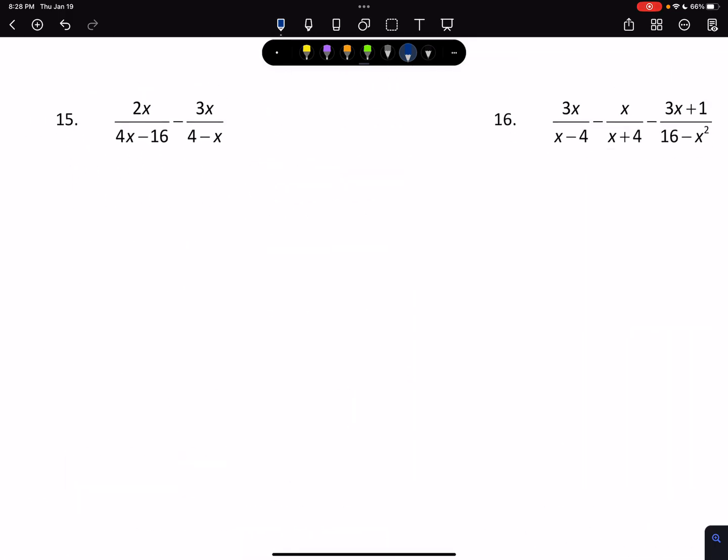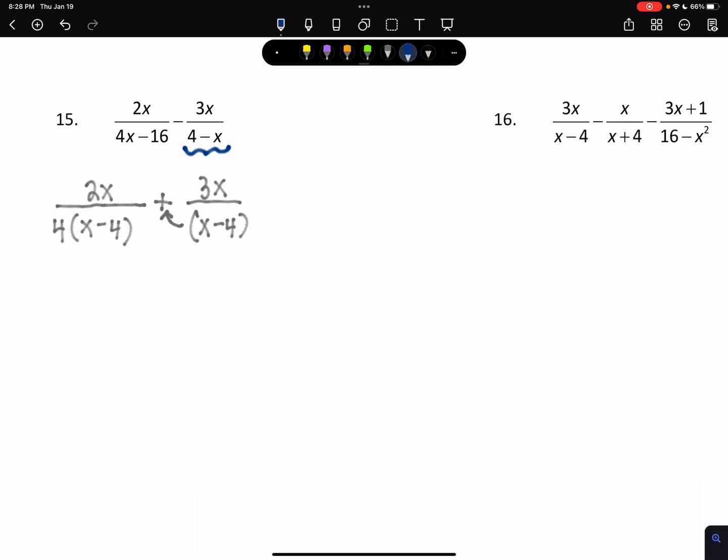Okay, 2 more. We've got 2x, and I'm going to factor the denominator. That's going to be 4 times the quantity x minus 4, and then I've got minus 3x. And then I want this 4 minus x to be an x minus 4. So when I switch the positions, I'm going to have to factor that negative out, and I'm going to change that subtraction sign to a positive sign.